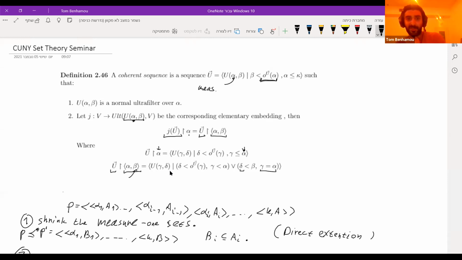So the idea of a coherent sequence is that this enables us to reflect measures on a certain measurable cardinal to ordinals below it, to measurable cardinals below it, using this coherency. Okay, this is I think the major advantage of working with coherent sequences. Okay, let me go back to.